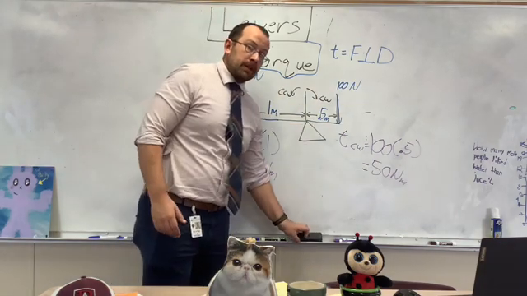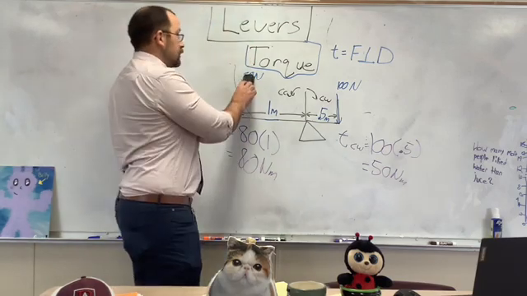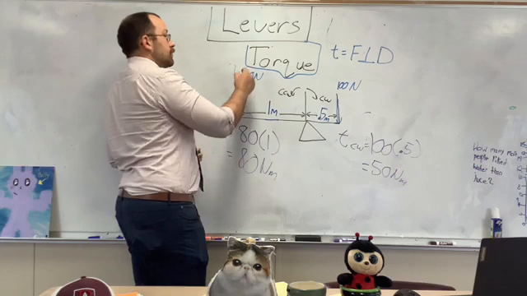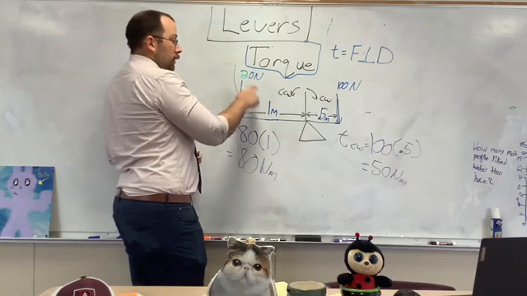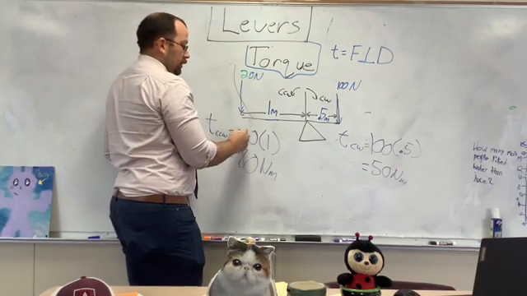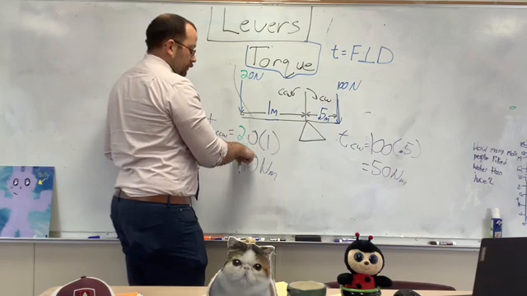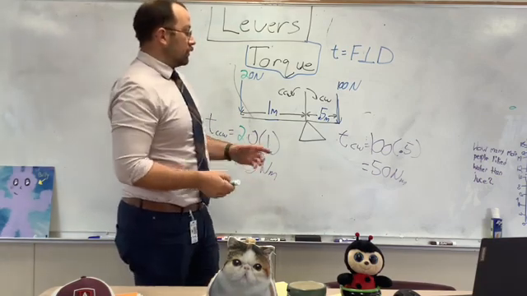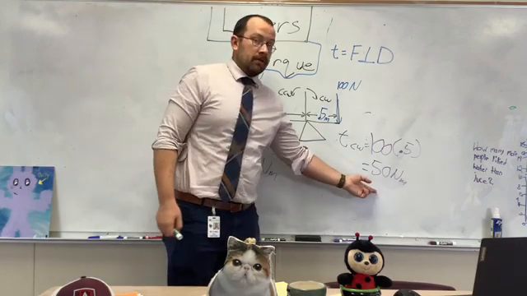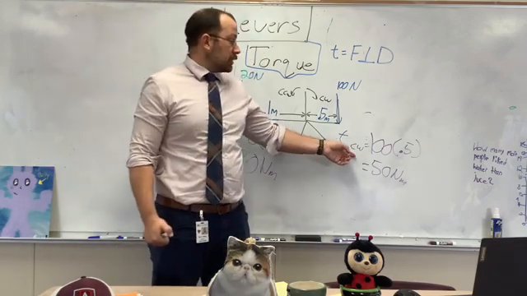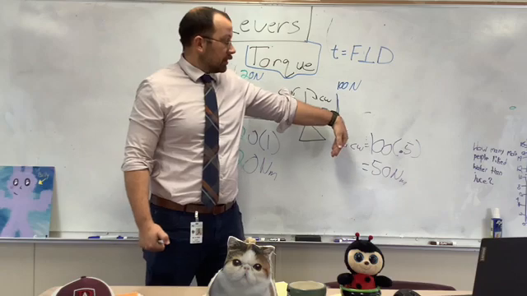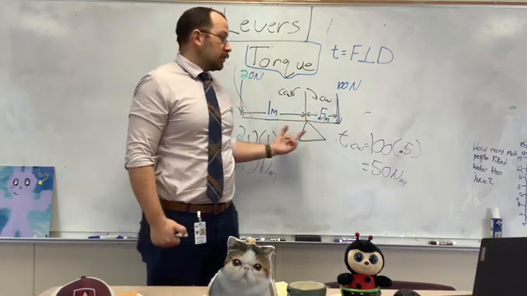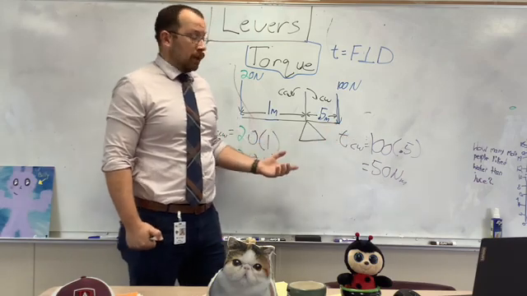So say I switch this up and I make this 20 newtons of force over here. So 20 times 1 gives me 20 newton meters. So is this balanced? No, it is not. So now it's going to rotate clockwise, right? Whichever side has the greater torque is the way it's going to rotate.